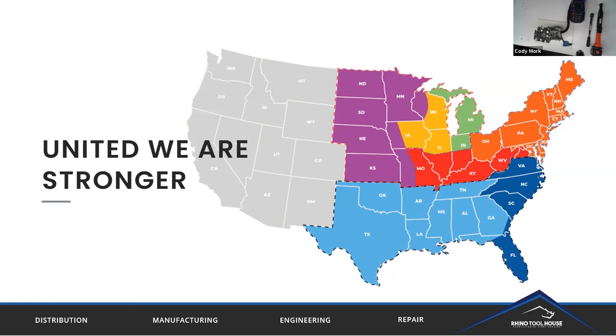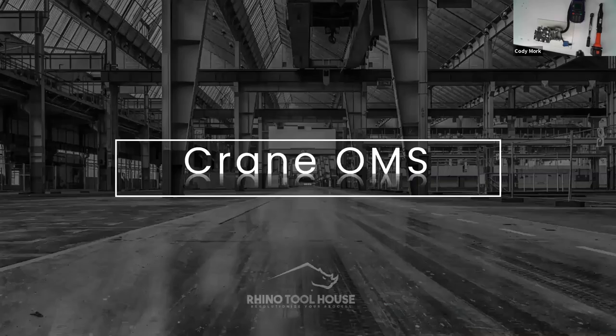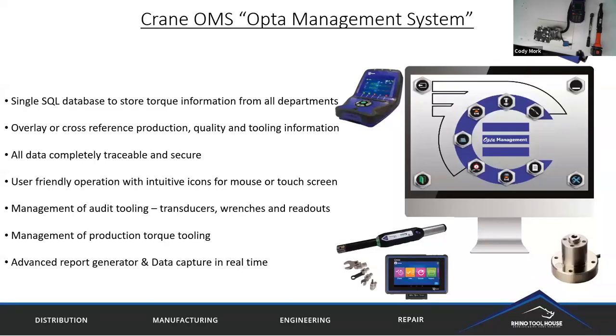In order to combat these scenarios, Crane Electronics developed a software package called OMS, which stands for Opta Management System. Opta Management System is a system torque auditing software package, which features a fully encompassing range of functions to provide a complete company-wide solution to all torque-related activities.